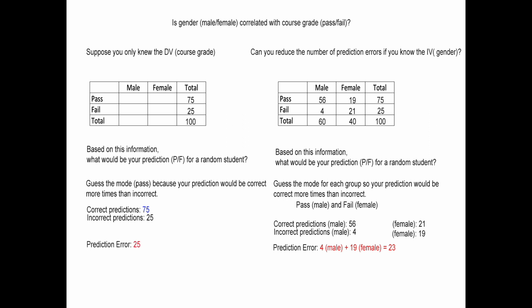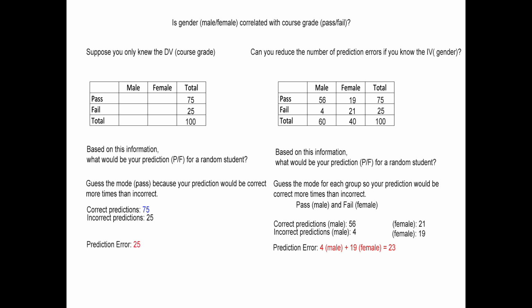We would be correct with our prediction for female students 21 times, and we'd be incorrect in our prediction 19 times. So, for our second table, our total prediction error is 4, the 4 mistakes we made for male predictions, plus 19, our 19 mistakes we made for female predictions, which gives us a total of 23 prediction mistakes.